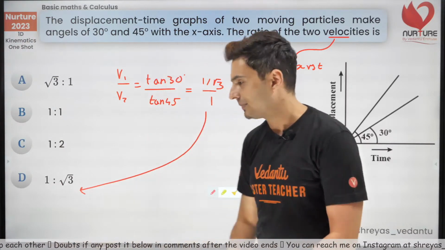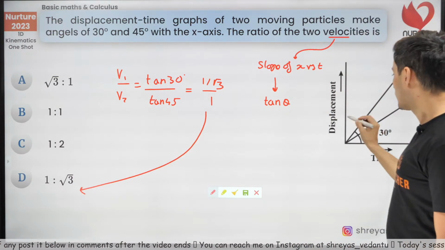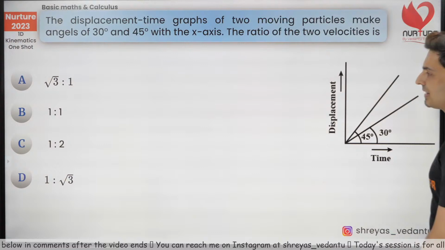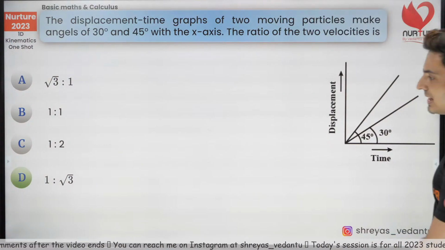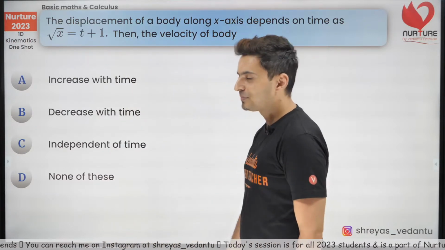Let's move on to the next question. Very, very easy. One of the slopes was tan 30, one of the slopes was tan 45. As simple as that. Yes, that's the answer, option D. Next question coming up on your screen now. Beautiful. Proud of you, my warriors.